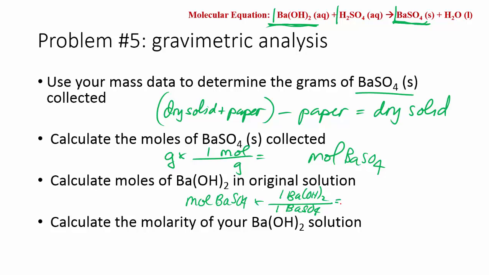It's a 1-to-1 mole ratio, or you can think of it as, you know, the moles of barium hydroxide and barium sulfate must be equal. However you think of it, however you show your work there is fine, but the big thing is a 1-to-1 mole ratio. So moles barium sulfate will equal moles barium hydroxide. And then now you've got moles barium hydroxide.